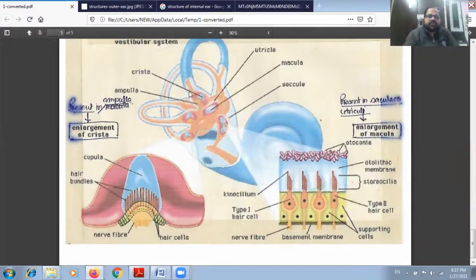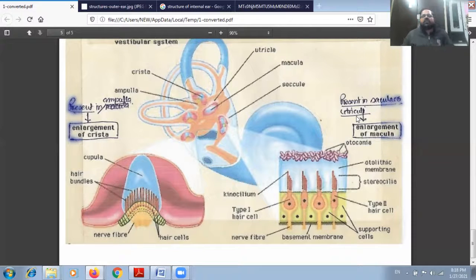The semicircular canal is mainly designed for the balancing of the body when we are in movement, and the crista, present in the ampulla of the semicircular canal, is the main thing which helps us in body balancing when we are in movement. And when we are in a static position, the macula is involved, and this macula is present in the utriculi and saculi.